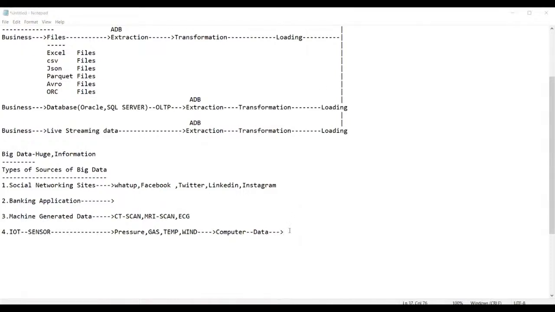Now, next, after this, the fifth one is human generated data.